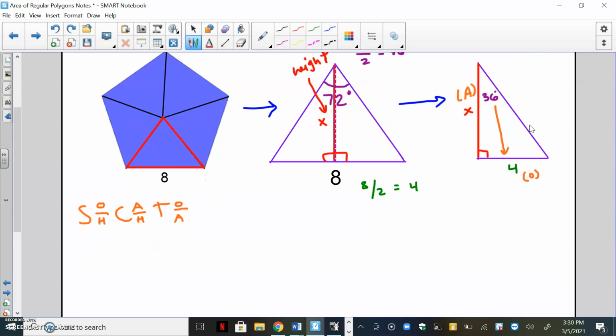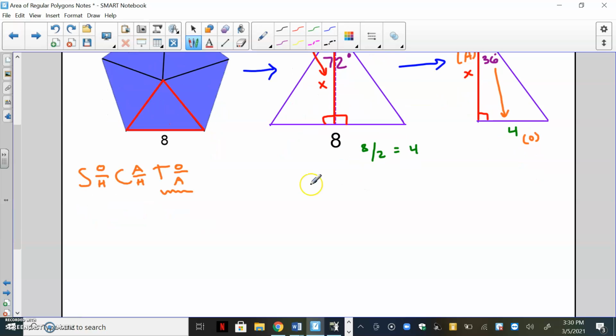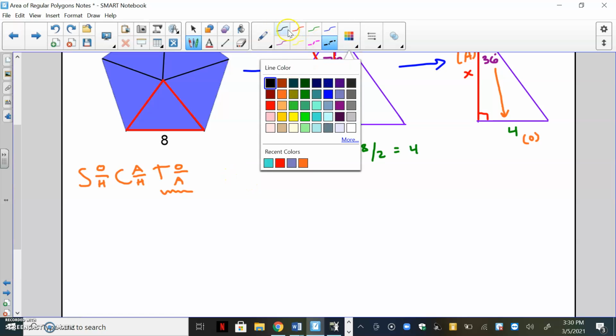So now we have what we need to pick our trig ratio. Because we're dealing with O and A, I know that I need to use TOA, or tangent. With that information, I am ready to set up my proportion and start the process to solve.